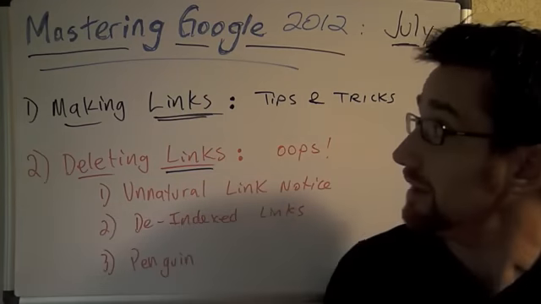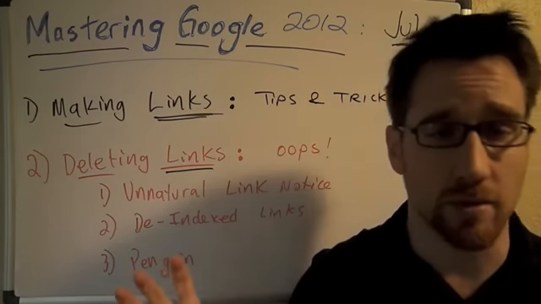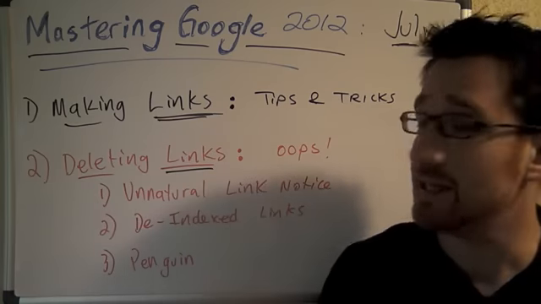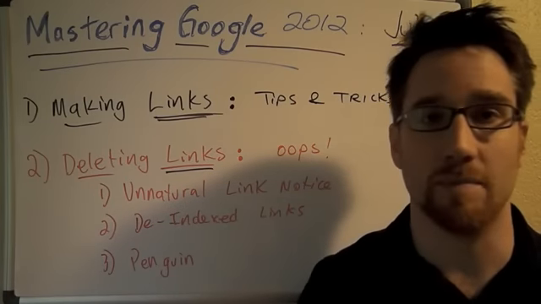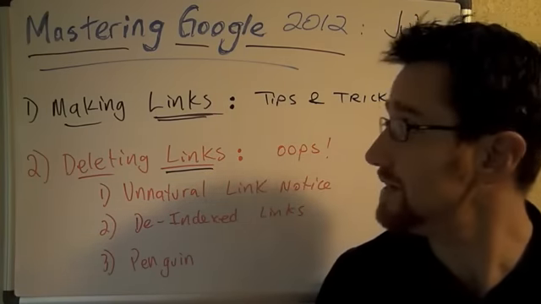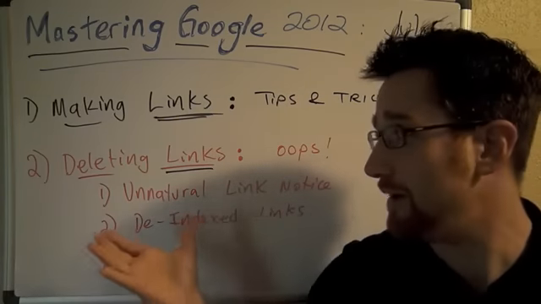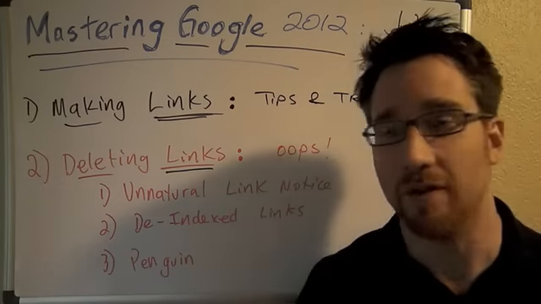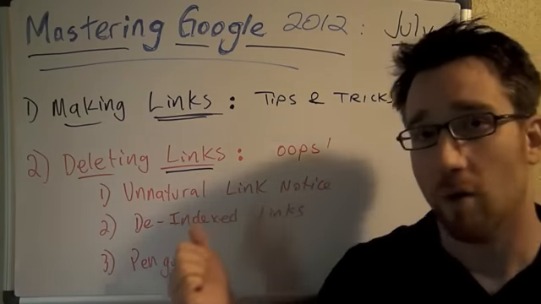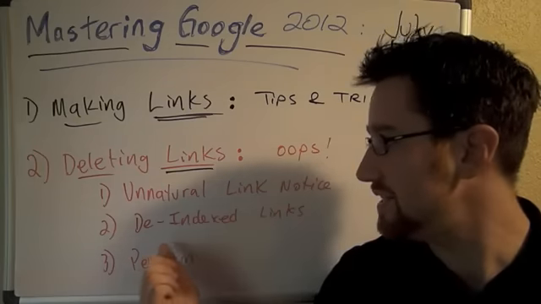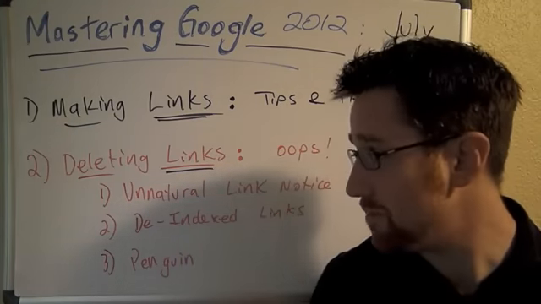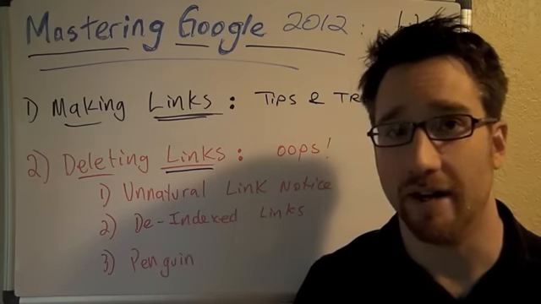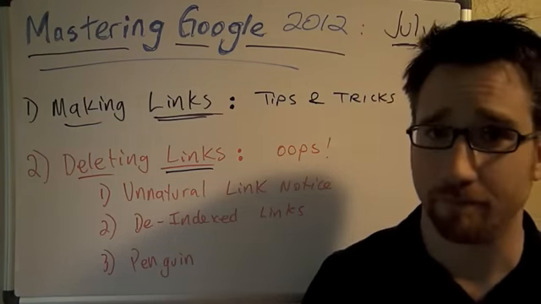This month is July, and this month we're going to have Link Apocalypse or Linkapalooza, depending on how you want to look at it. We're going to take a look at making links these days, what are the tips and tricks that we can use for the best practices. And then if you fail on that, what we can do to delete the links. If you've had an oops moment, and maybe you've had the unnatural link notice, or perhaps you've had some problems with the indexed links, or finally with that pesky Penguin, I'll show you what you can do to delete the links after you've run into some trouble. So let's get to the video.